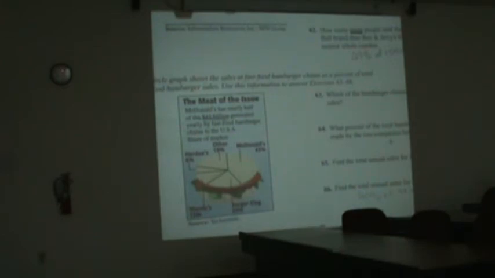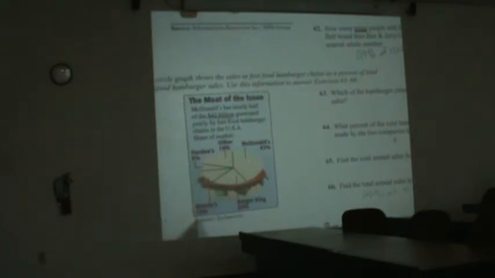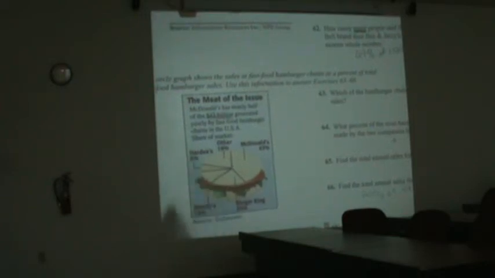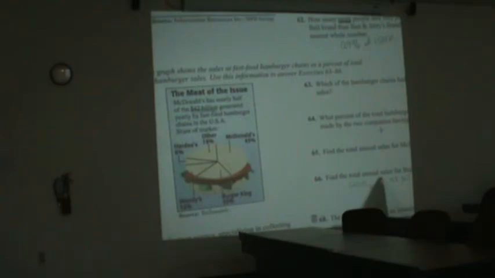Okay, how about what percent of the total hamburger sales were made by the two companies having the lowest sales? You've got to pick the lowest sales here. Hardee's is low, and then 12 would be the next low one, right? So you add the two lowest percents, and it wants percent, so you just have to add the two lowest ones, right?